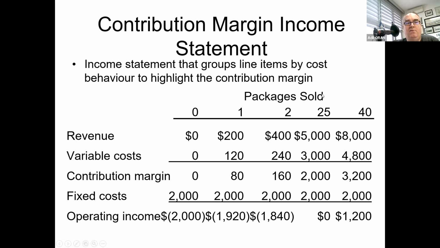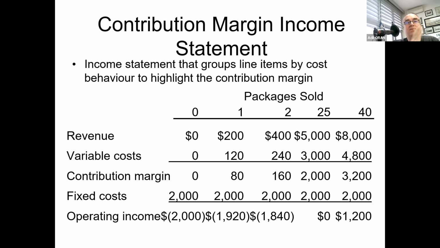When you get to the point of selling exactly 25 packages, your revenue becomes 5,000, variable cost 3,000, and contribution margin becomes 2,000, which is just enough to pay the fixed costs. And you have a net operating income of $0, which means that you are breaking even. So we have found the point of break even. If this company is able to produce and sell exactly 25 packages of this product, they are able to break even. They're able to get by and not be losing any money.